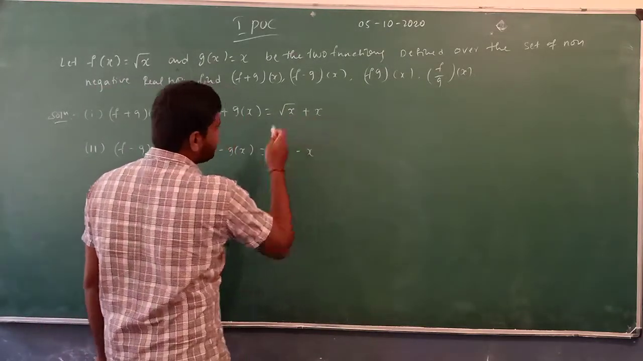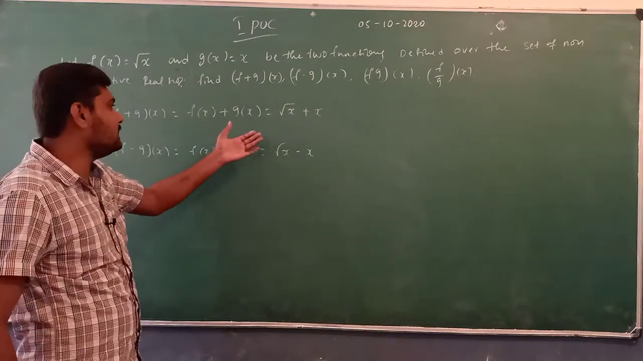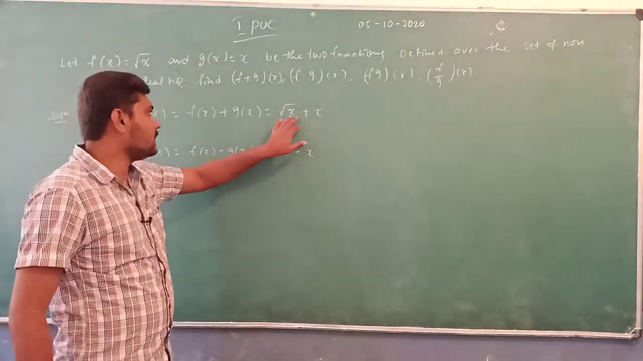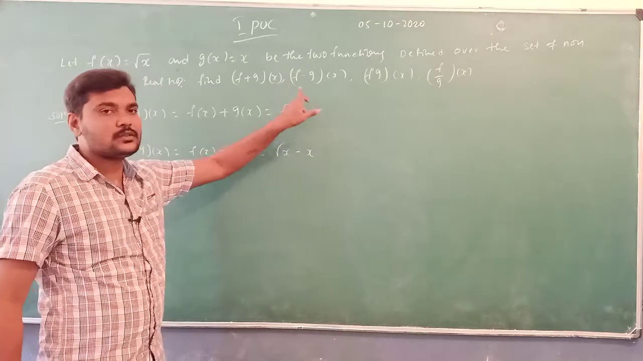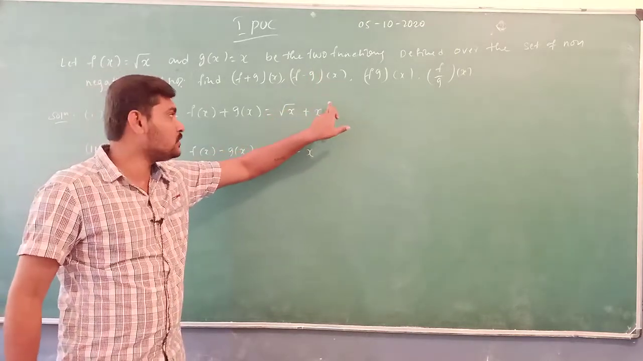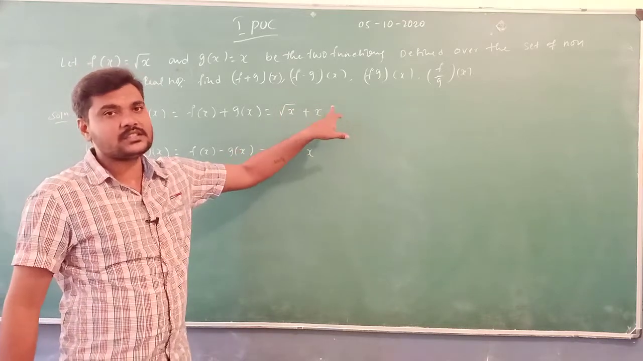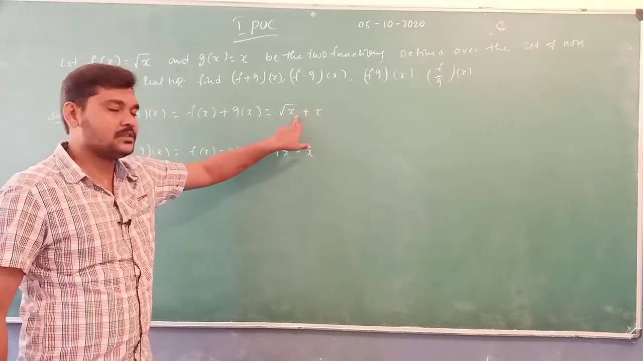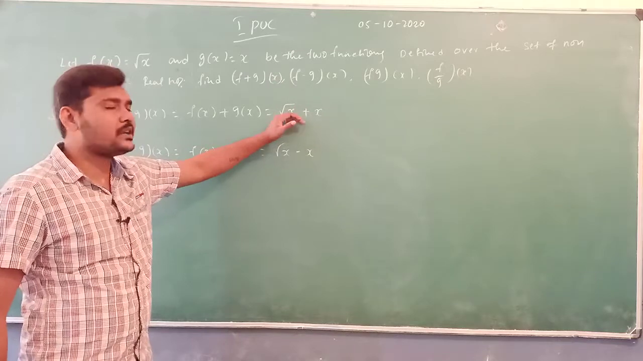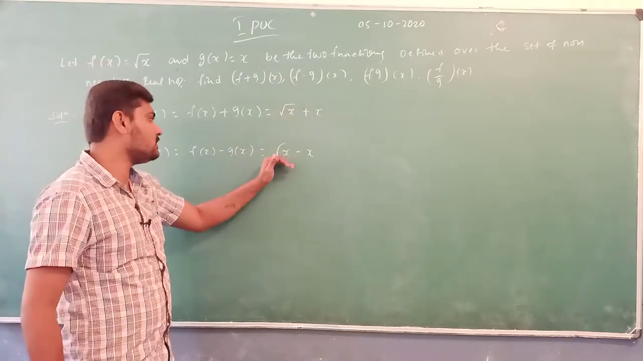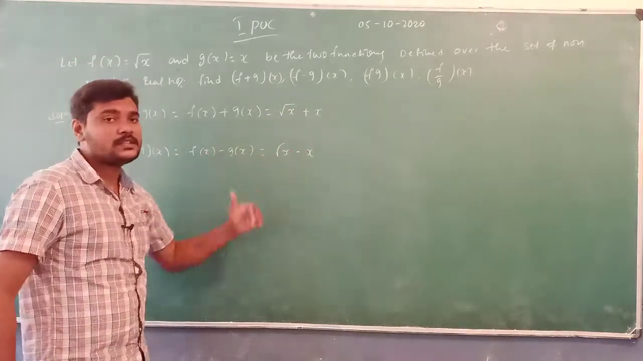So we can take root x common here, but it won't be necessary. Root x plus x can also be written as root x plus root x into root x. So here root x is going to be the common factor, so 1 plus root x into root x is going to be the solution. But it is more than enough to write it like this, root x plus x, and root x minus x in the second one.